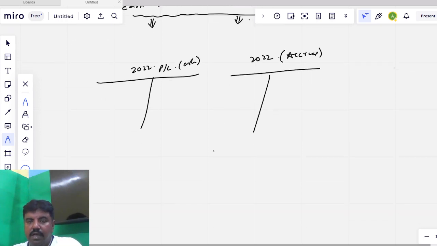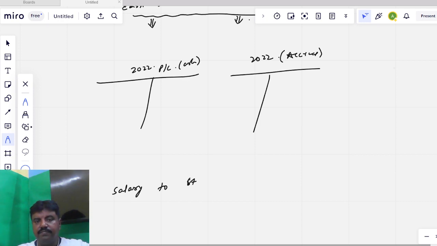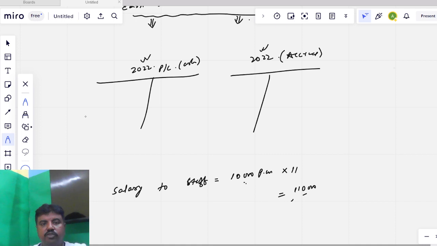Now, I have paid salary to one of my staff. Salary paid to staff, 10,000 per month, and I have paid it for 11 months. A year consists of 12 months because the accounting year is of 12 months. So salary paid to staff 10,000 into 11 becomes 1,10,000. When you do cash basis of accounting, then salary to be debited to profit and loss is the amount you have paid in cash, 1,10,000.